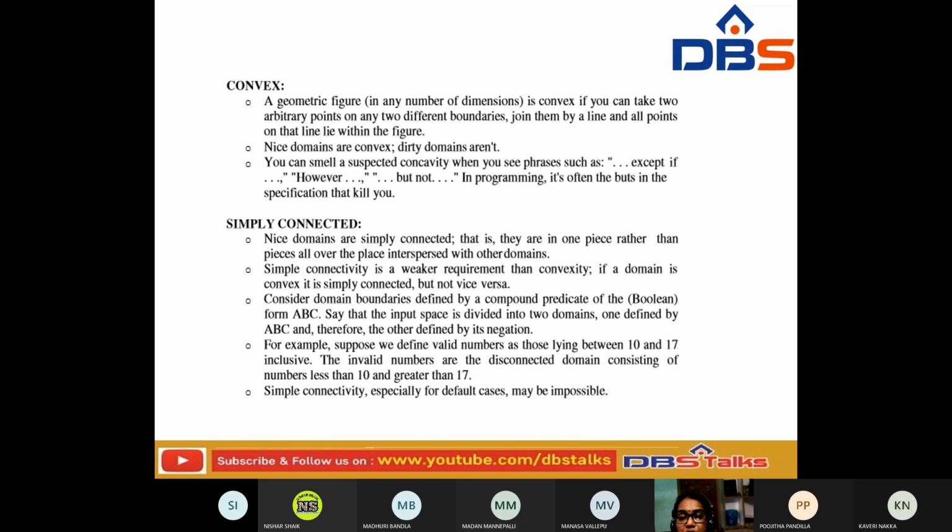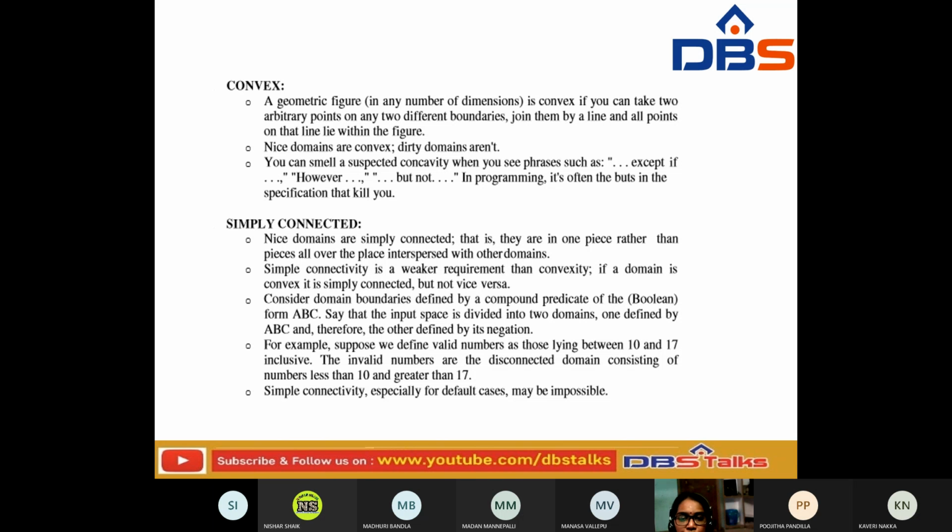Convexity is a term related to the convex. You can relate that to the convexity, such that you can see the phases just like we expect. However, this is not always like that. Whenever we are programming, it's often the specification that kills you. So then why is it simply connected?